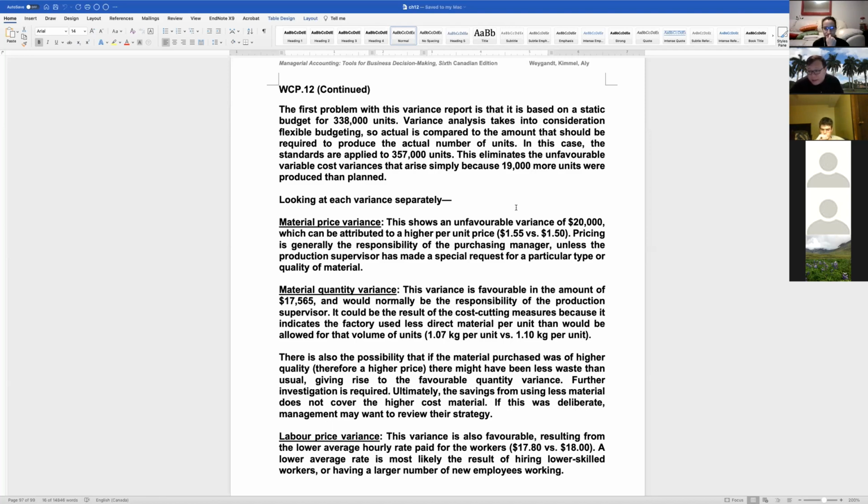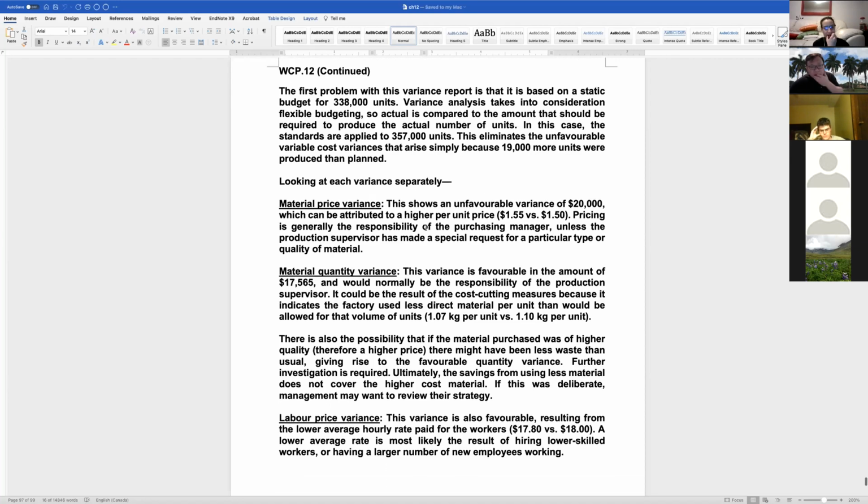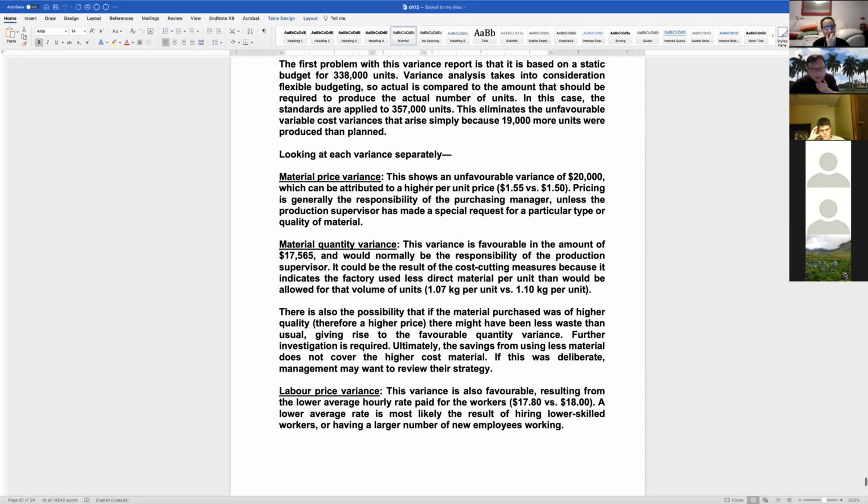We should at least conceptually understand. It does not necessarily mean that when you have a negative variance, it's always bad, right? You just have to make sure that you are operating at the right level, at the right activity level. Okay. So let's look at this variance separately.